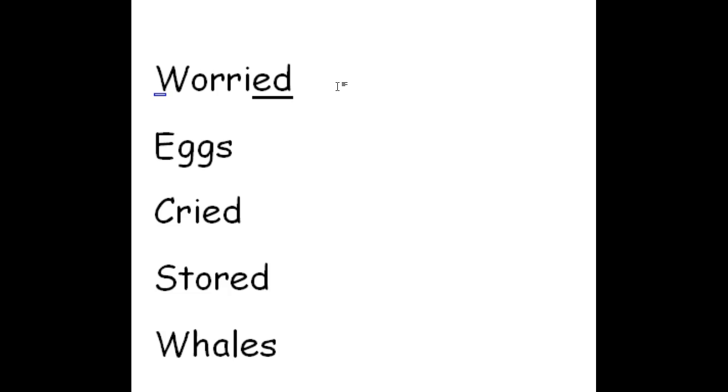I also see the vowel, consonant, consonant, vowel pattern, so I would divide the syllables between the double r. The first syllable would be wor. The second syllable would be ried. And then when I put the word together, my ending is the third. So it's wor, ried. So worried is still actually two syllables. Let's look at some shorter examples.